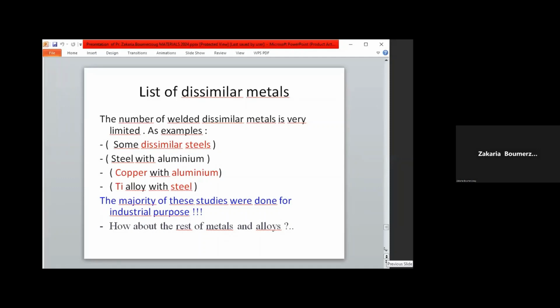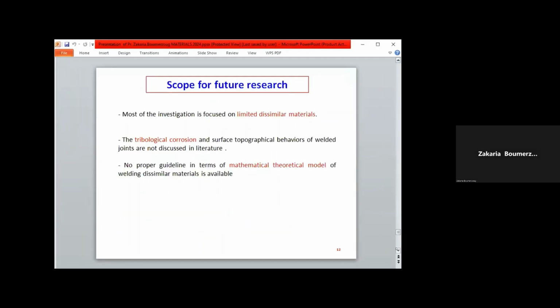Now, for the scope of our future research, most of the investigation is focused on limited dissimilar materials, or in general dissimilar metals. The tribological corrosion and surface topographical behavior of the welded joint are not discussed in the literature. No proper guideline in terms of a mathematical theoretical model of welding material is available.